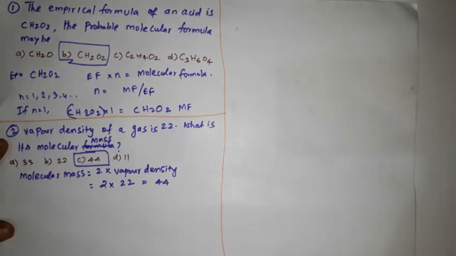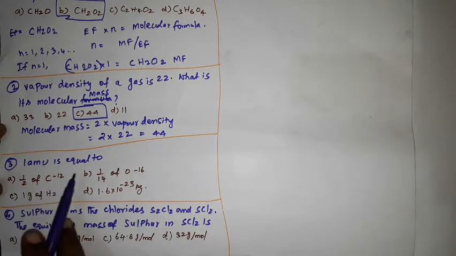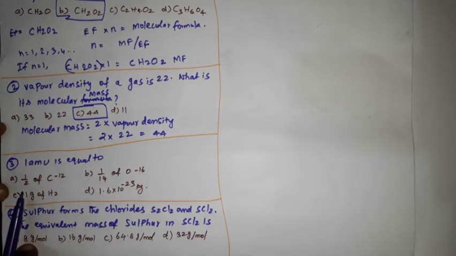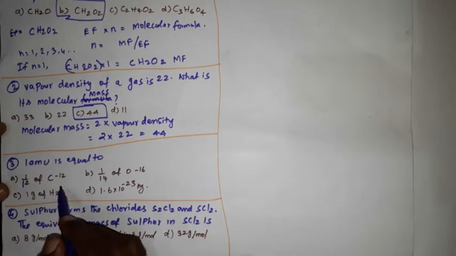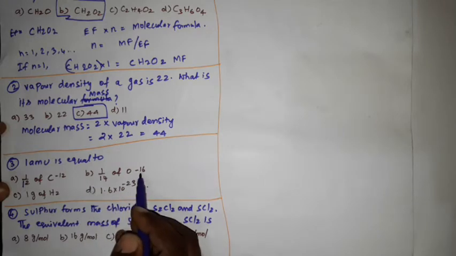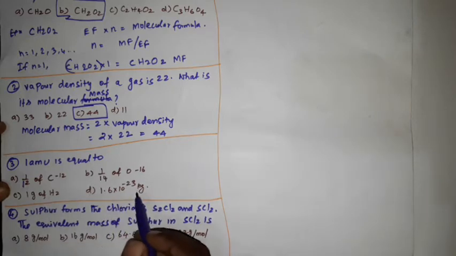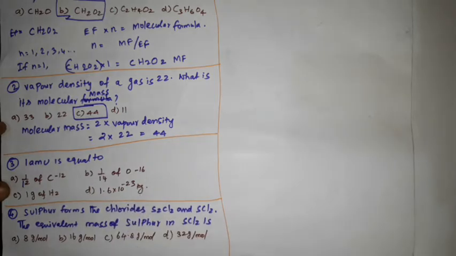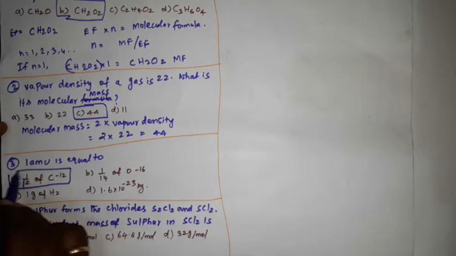Okay, now question number 3. 1 AMU is equal to, option A 1 by 12 of carbon 12, option B 1 by 14 of oxygen 16, option C 1 gram of H2, option D 1.6 into 10 power minus 23 kilogram. So you know what is the meaning of AMU? According to the definition, 1 AMU is equal to 1 by 12 of carbon 12. So this is the correct answer.